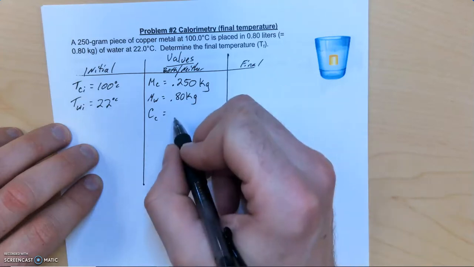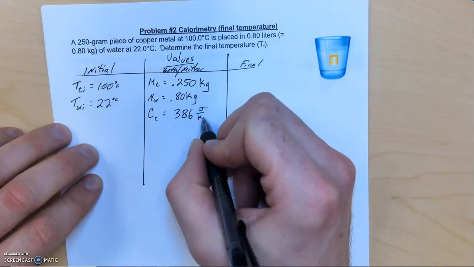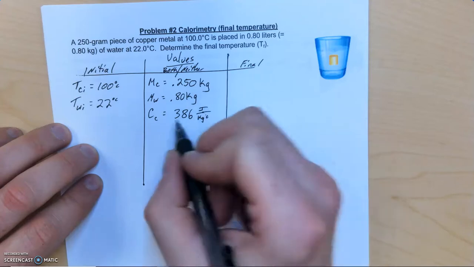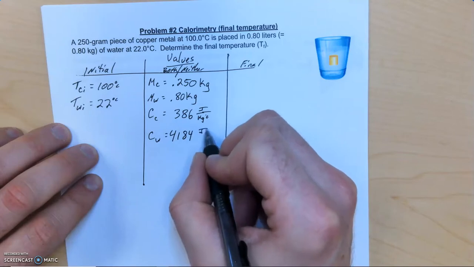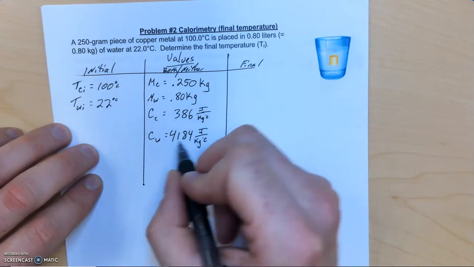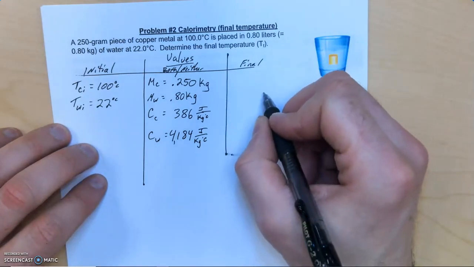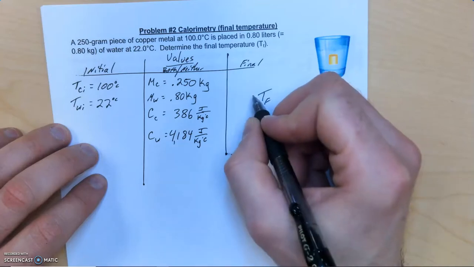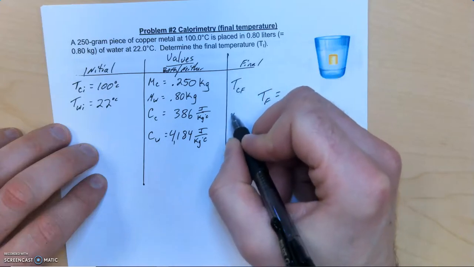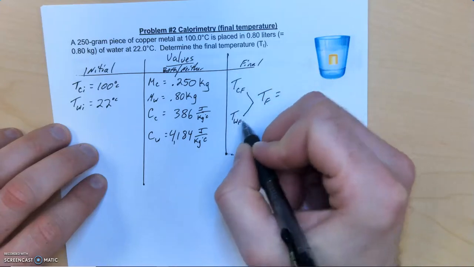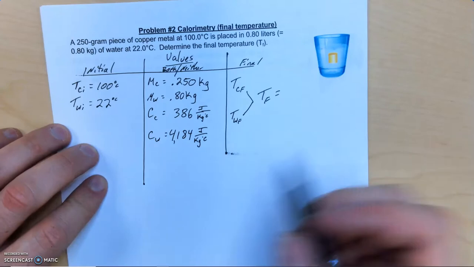And then we have the specific heat of copper is 386, very different from aluminum. And that's joules per kilogram times Celsius. And specific heat of the water is 4184 joules per kilogram Celsius. All right, so we know that. What we need to know is the final temperature, temperature final, okay? And that is going to be equal to the temperature of the copper and the temperature of the water. So when you put those together, that's going to be the final, because everything's going to be the same temperature.